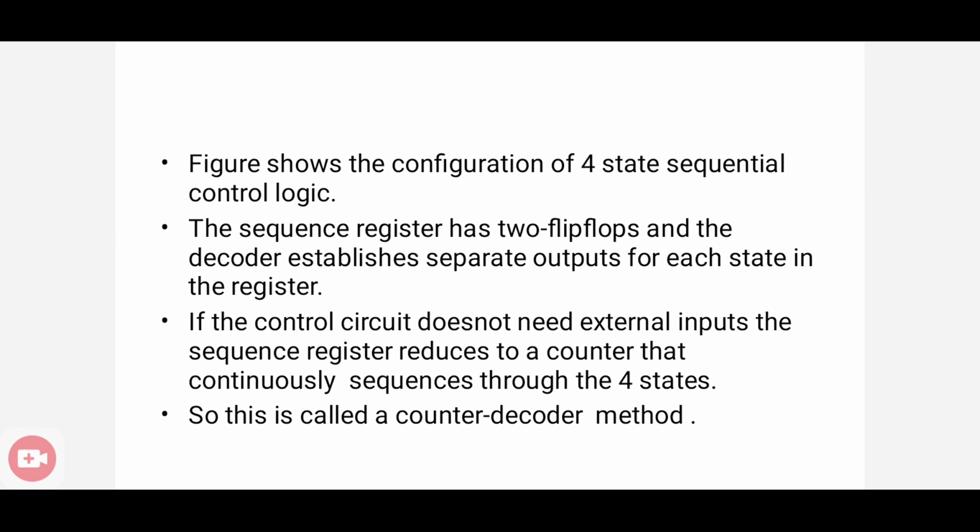So this figure shows the configuration of a 4-state sequential control logic, and the sequence register has 2 flip-flops, and decoder establishes separate outputs for each state in the register. If the control circuit does not need external input, the sequence register reduces to a counter. So this is called a counter decoder method.